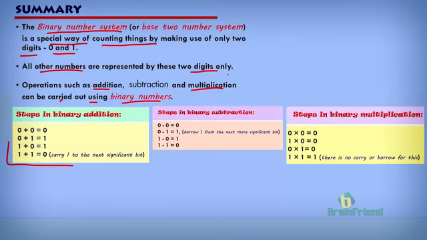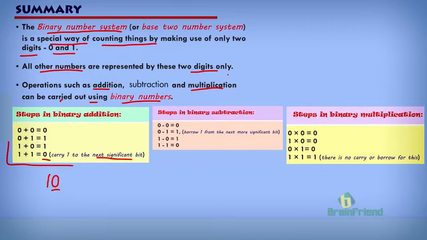0 plus 0 gives us 0. 0 plus 1 gives us 1. 1 plus 0 gives us 1. 1 plus 1 gives us 0. It actually gives us 10, but what we write down is the 0. The 1 is carried over to the next significant bit.